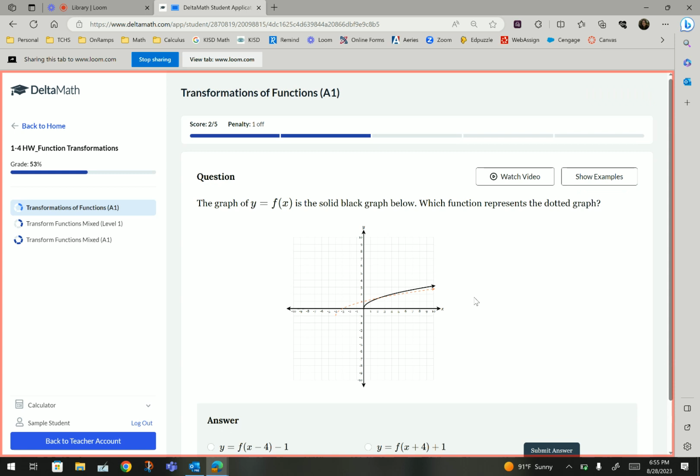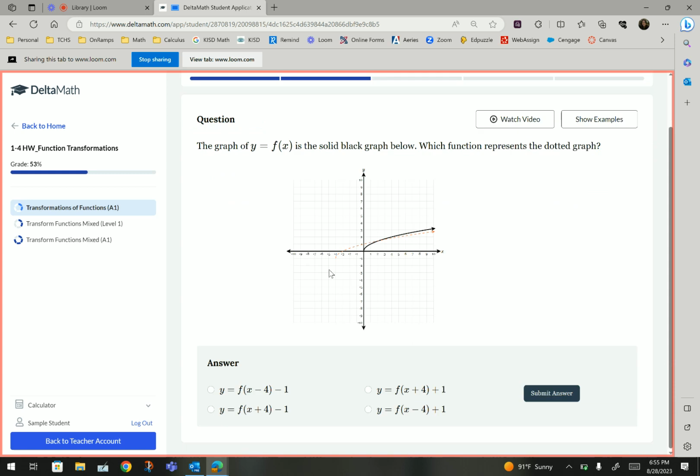Next problem. So here's another one. So this graph this time went from 0, 0 and it shifted to the left 4 and went down 1. So left 4, think opposite. Left 4 is negative, but we are doing the opposite. So our answers are either going to be f of x plus 4 or f of x plus 4. But between these two, is it going to be a -1 or a +1 vertical transformation?